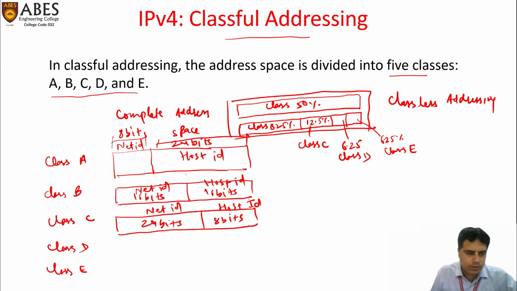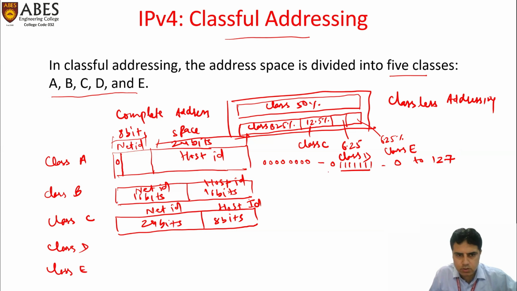Now we define the range of class A. We fix the first bit as 0 for the network ID. So we can calculate the range: the minimum is all zeros in 8 bits, and the maximum is the first bit fixed as 0 and all the rest ones. We convert into decimal: this starts from 0 to 127. The range of class A is 0 to 127.